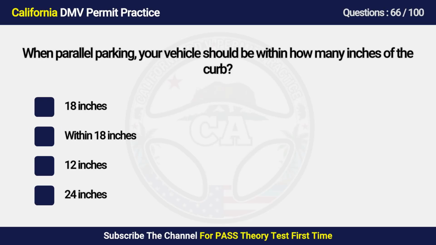Question 66. When parallel parking, your vehicle should be within how many inches of the curb? A. 18 inches. B. Within 18 inches. C. 12 inches. D. 24 inches.